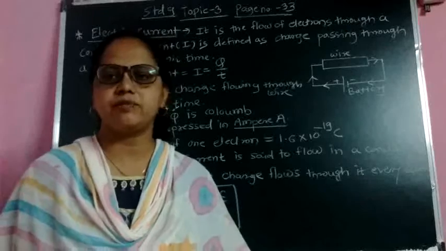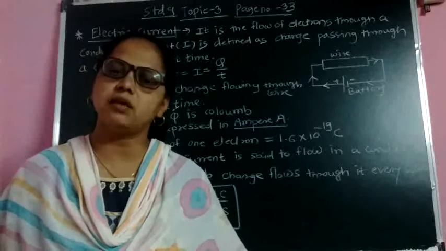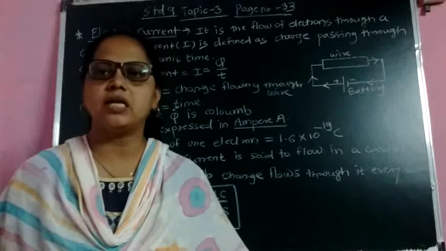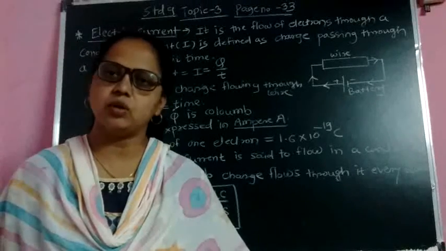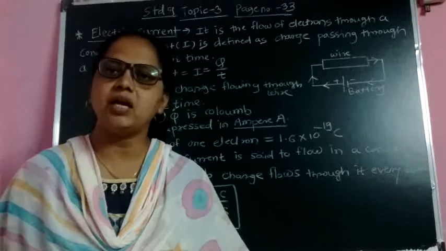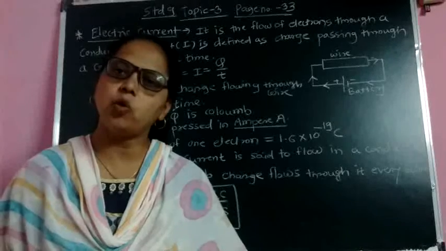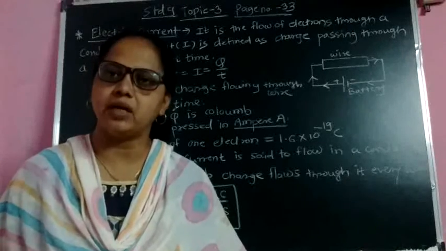Next point on page number 33 is electric current. Electric current is nothing but flow of electron through a metallic conductor. It is represented by capital letter I. That is how to represent the current.